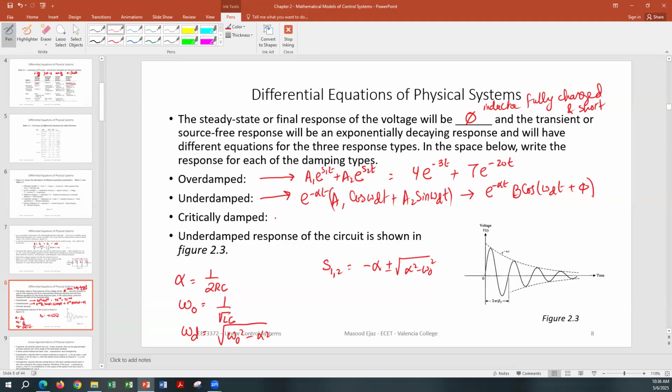And what is the critically damped response shape? Yeah, A1 plus A2 t, times the exponential. It's a linearly decaying exponential response. So these are three responses that we discussed in circuit analysis as well.